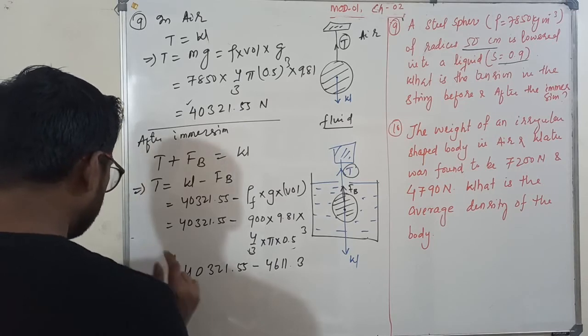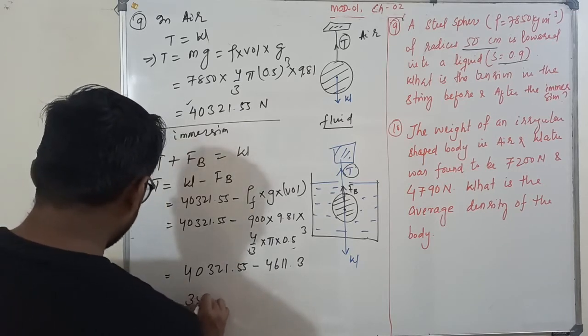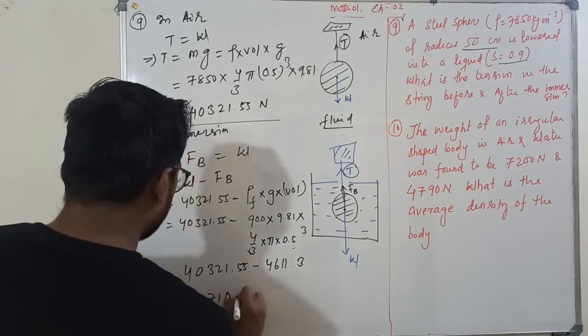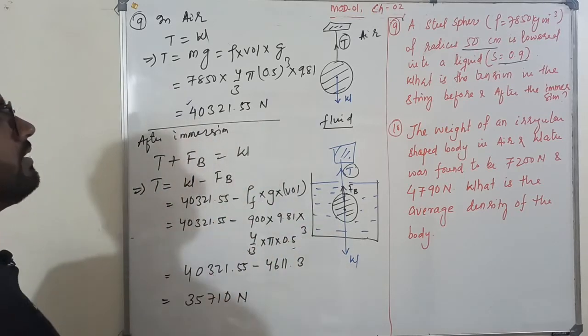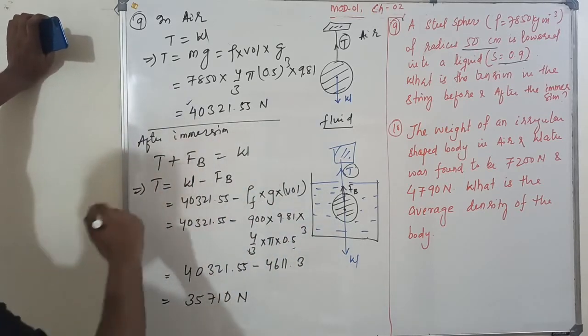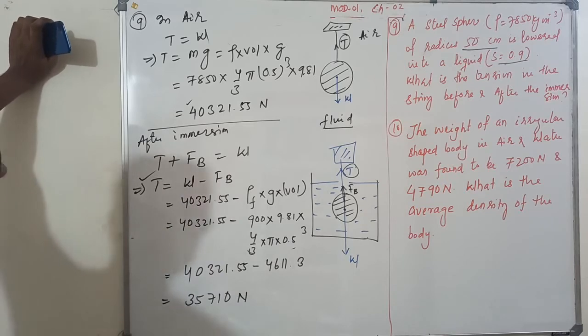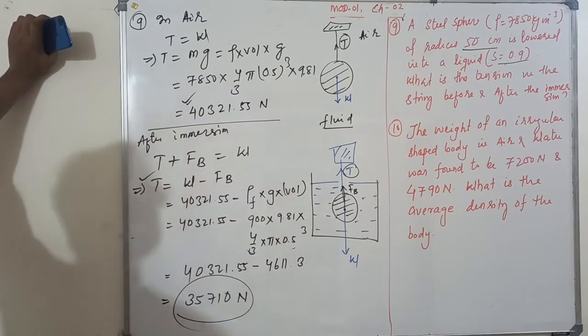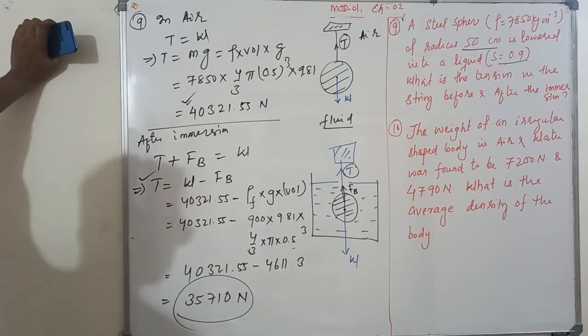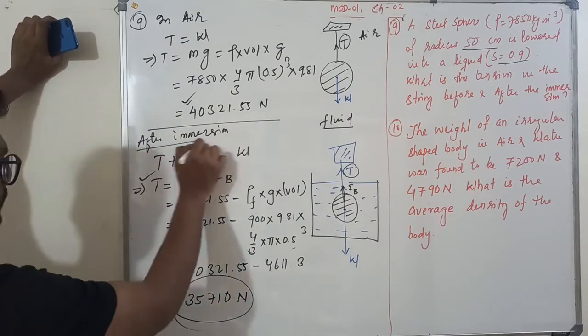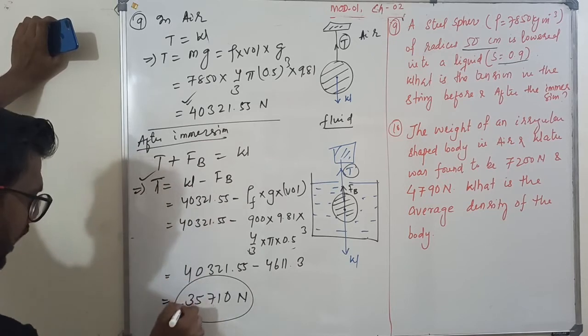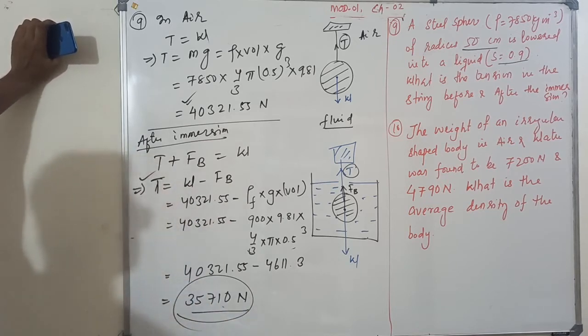40,321. So I got an answer, 35,710 Newton. Okay, it's positive, means our values are correct. So what is the tension in the spring after immersing? 35,710. But on the weight, 40,321. So this is your apparent weight. Your apparent weight after immersion is, this tension is nothing but your apparent weight, 35,710 Newton.